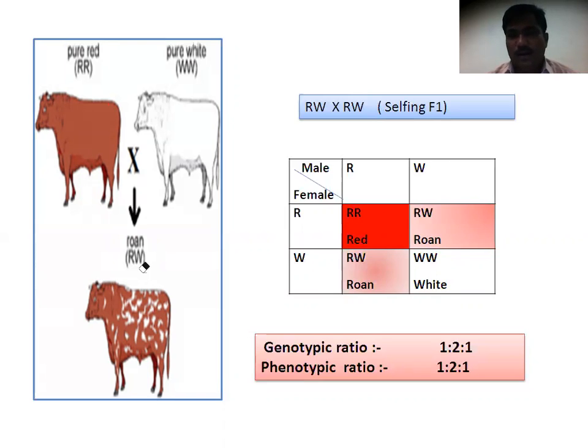See here, these two alleles are capital R and capital W. They are together in the F1 hybrid, but they do not mix. The alleles remain together in the F1 generation, but they do not blend. They do not have blending inheritance. This is a very important thing, because otherwise, if they mixed, then all roan colored offspring would be formed in the F2 generation. They do not show blending inheritance, because in the F2 generation we get white and red offspring also.